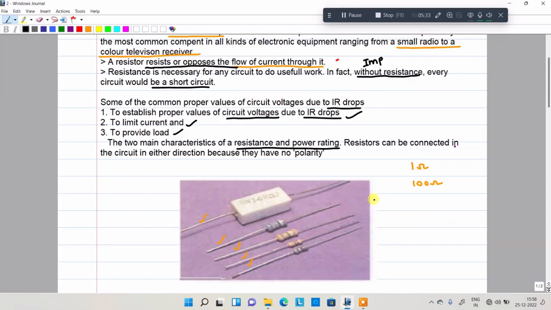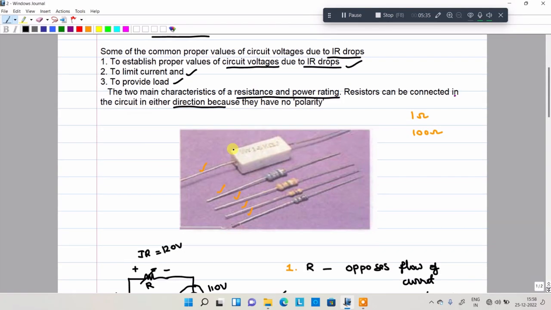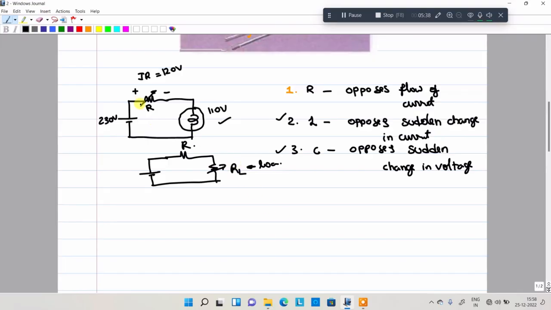Resistance can be connected in the circuit in either direction. What does either direction mean? For example, in this circuit, what is the polarity of the resistance? Positive and negative. If I replace the positive and negative of the battery with negative and positive, disconnect these two and connect negative and positive here, what happens to the polarity? Negative here, positive there. All clear? That means I am taking this particular resistor without connecting it to any circuit. What about the polarity? You can't decide it.